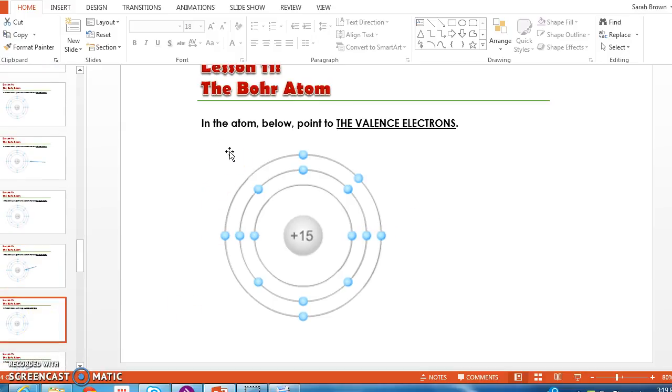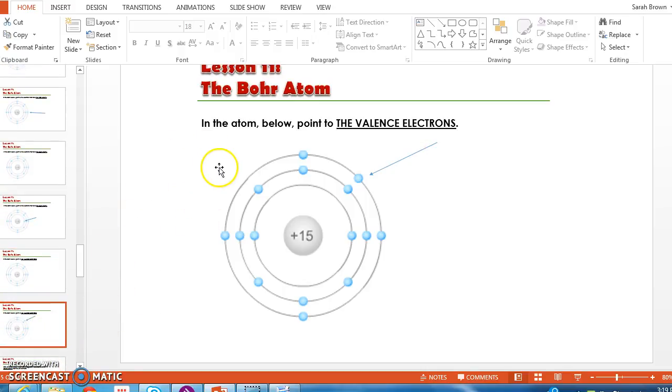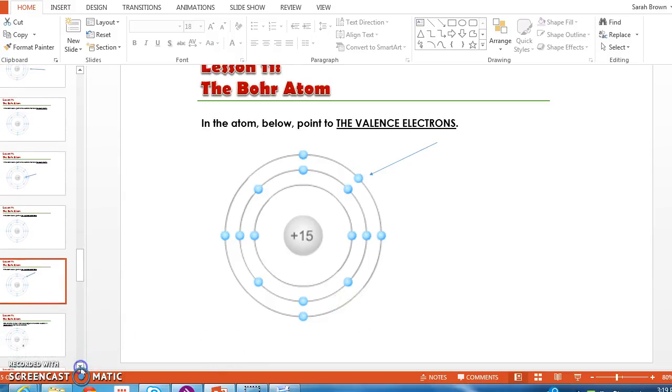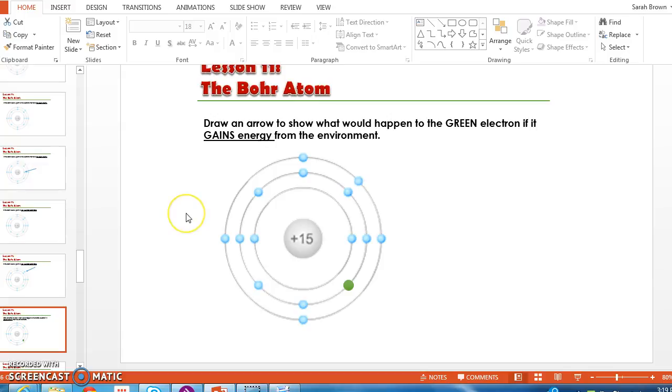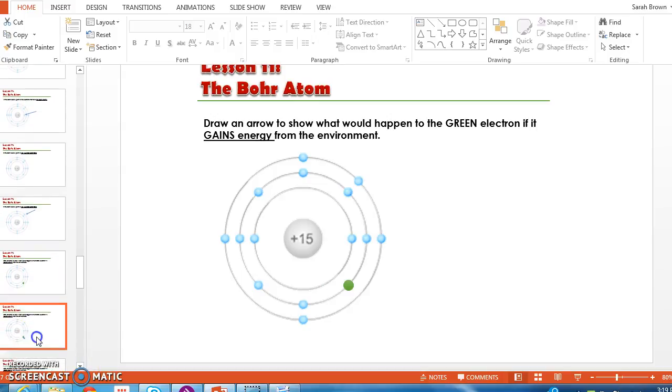In the atom below, point to the valence electrons. So the valence electrons are the ones that are on the outside. So the outermost electrons are the valence electrons. Draw an arrow to show what would happen to the green electron if it gains energy from the environment. So what's going to happen to this electron right here? Is it going to move here? Or is it going to move closer to the nucleus? So is it going to move farther from the nucleus or closer to the nucleus?